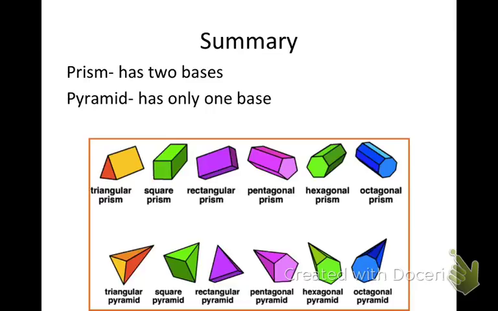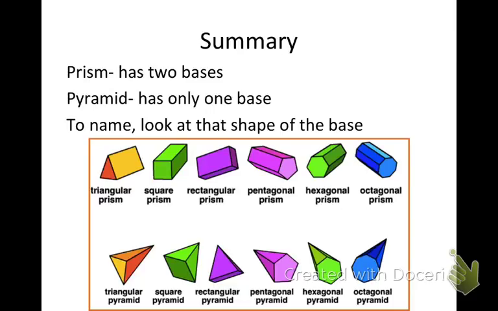Okay, so here's my summary. You're going to write that in your notebook. So summary. Remember, a prism has two bases. Here's a bunch of examples of prisms. Triangular, right there's my triangle. Square, rectangular. Oh, there's the pentagon: 1, 2, 3, 4, 5 sides. Hexagonal prism, octagonal. If it's a pyramid, remember it only has one base and it goes to a point at the top.